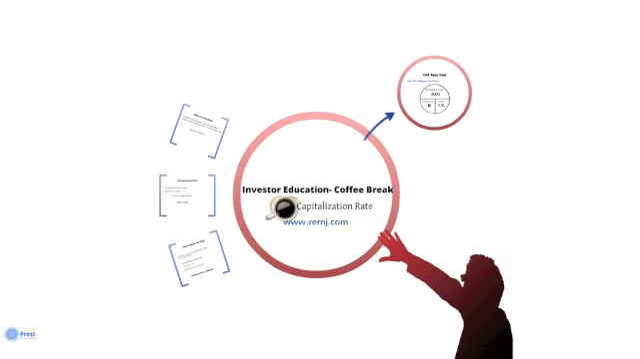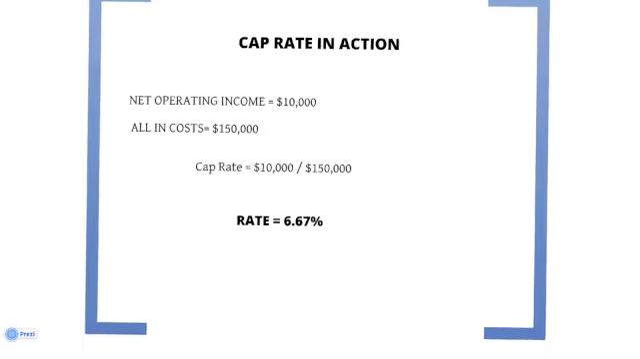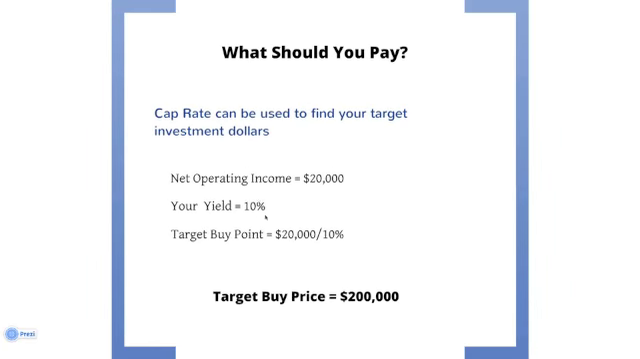So let's just say you wanted to pay, what would you want to pay if you wanted to make, let's say, a 10% rate of return? So cap rates can actually be used for that, or the formula can be used to find out what you should pay for something. So let's assume this investment is giving you $20,000. You want to make 10%. So you take the 20 divided by 10. That's 200 grand. That's what you should be buying it for. Your all-in price should be.